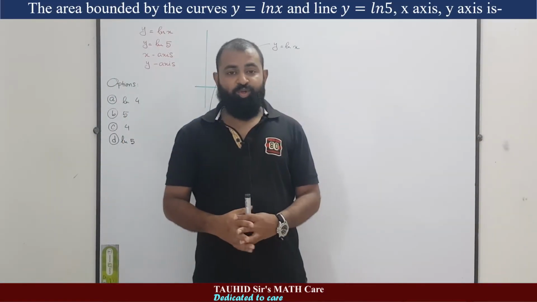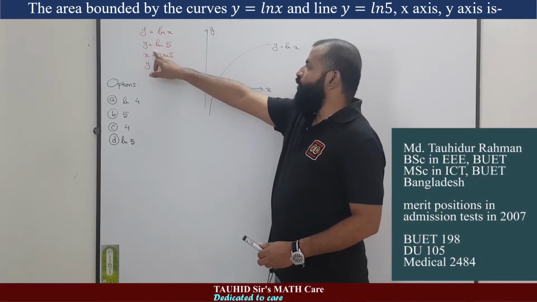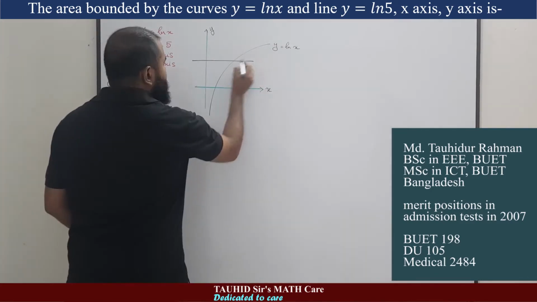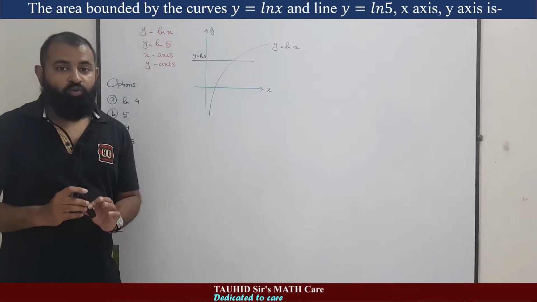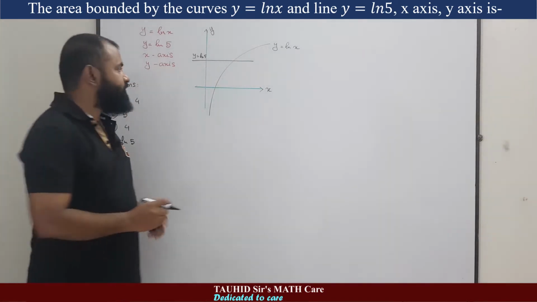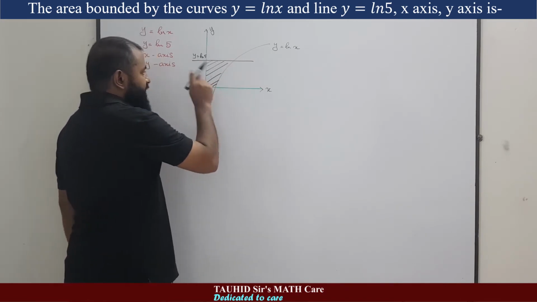You are given some information. You are told that x-axis, y-axis and another line y equal to ln 5. This line y equal to ln 5 is parallel to x-axis. You need to find the area of the region bounded by these lines and curve. So in simple words, you need to find this area.